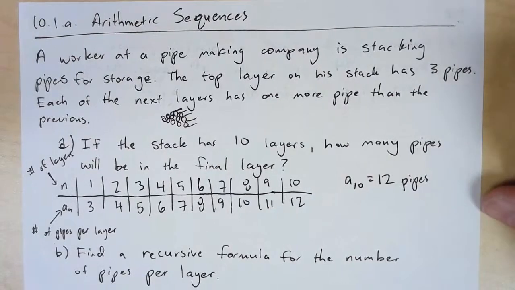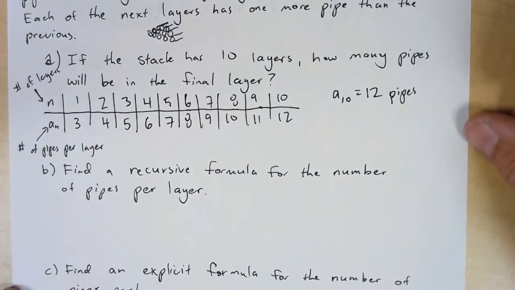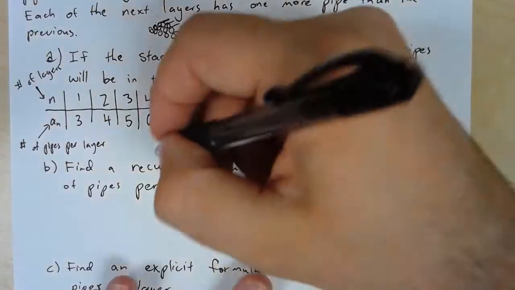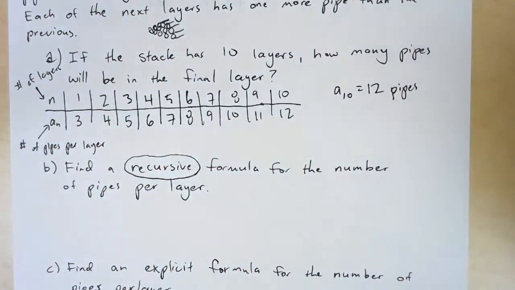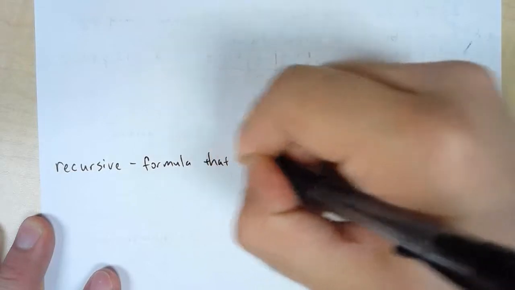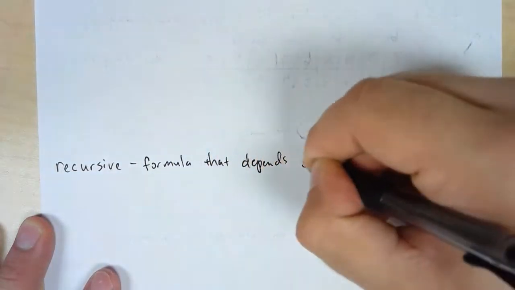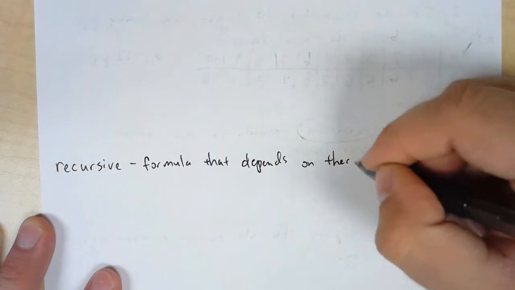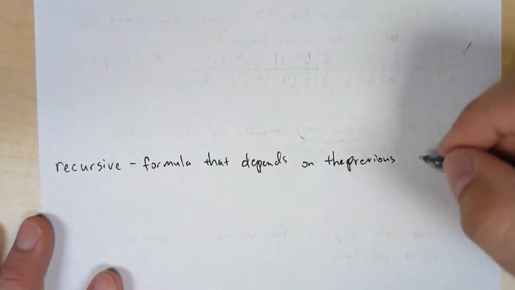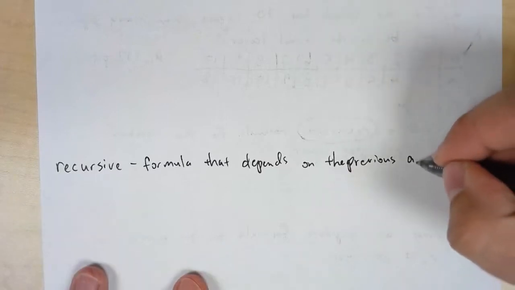Okay, part B. Find a recursive formula for the number of pipes per layer. So when they say this word, this recursive thing, I'm going to flip to the back side just so I have a place to write down the word recursive, because that's a definition that we need to know. So when we say recursive, that's going to be a formula that depends on the previous a sub n, the previous number.